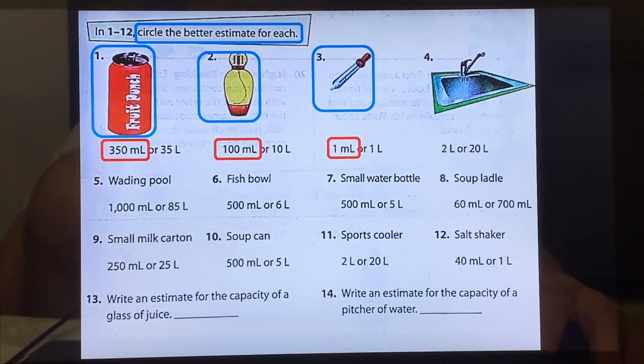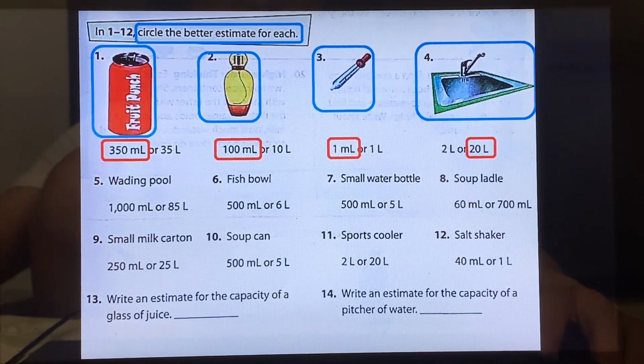Number 4 is a sink. Which is a better estimate for the capacity of a sink? 2 liters or 20 liters? 20 liters. Did you get it right?